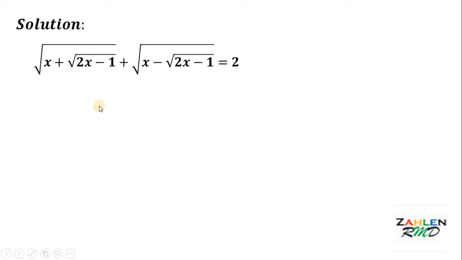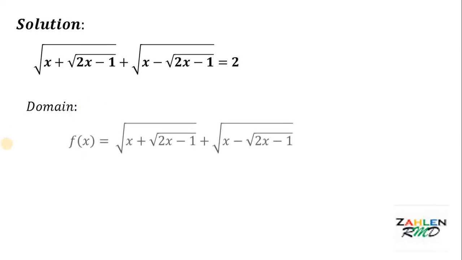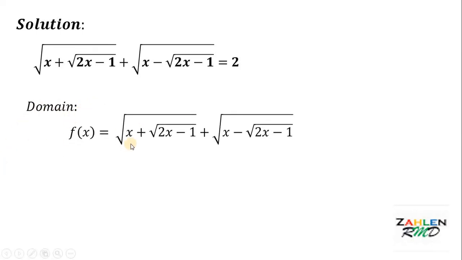First thing to do is to determine the domain of our equation for us to know what are the permissible values for x. Now to do that, let f of x be equal to square root of x plus square root of 2x minus 1 plus the square root of x minus square root of 2x minus 1. At this point, we know that the radicand cannot be less than 0. Therefore, we set that x plus square root of 2x minus 1 must be greater than or equal to 0. We do the same thing on the other term.